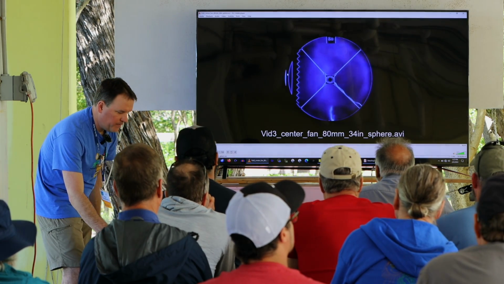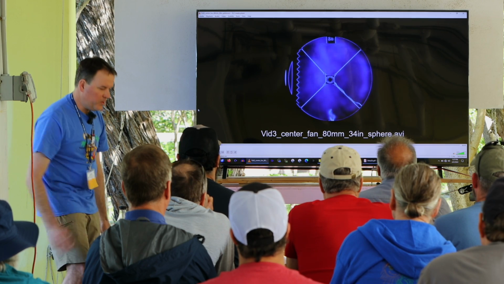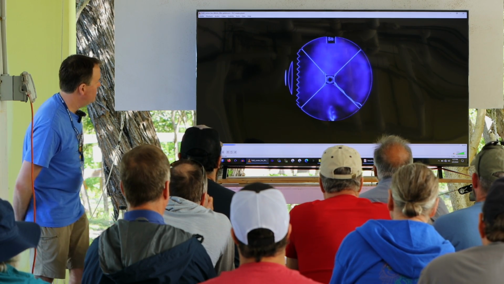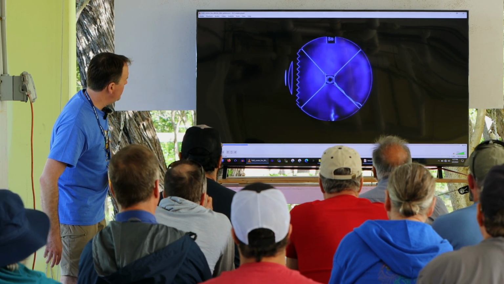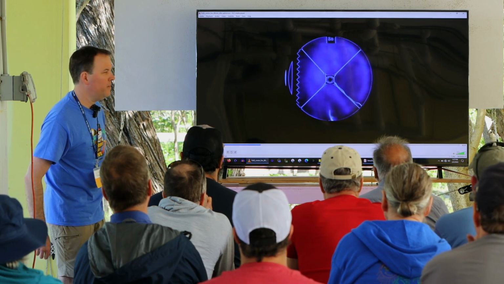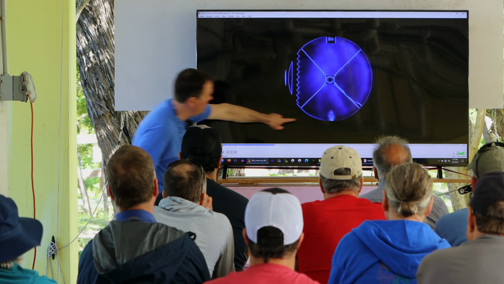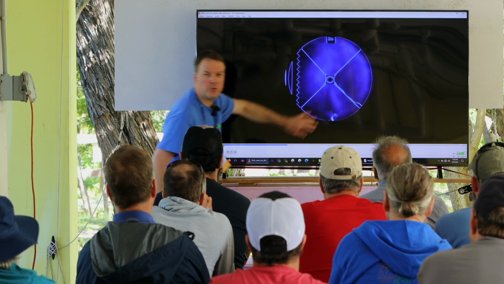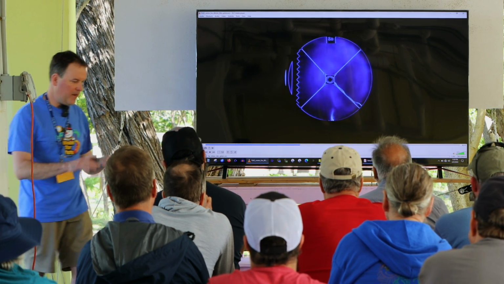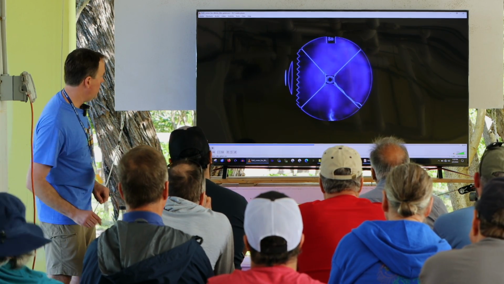And then I moved it. And this is with a center fan running. Now you notice there's something down there at the bottom making heat. I think I'll talk about that more later on. You can see the little heat plume rising right here. But this fan is running. Okay, and you can't really see too much else going on.